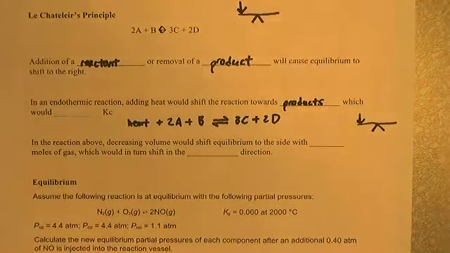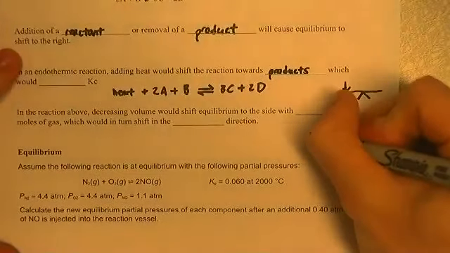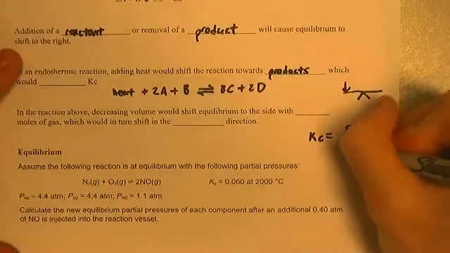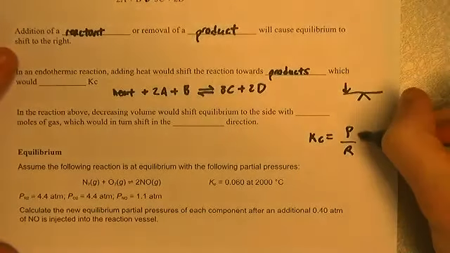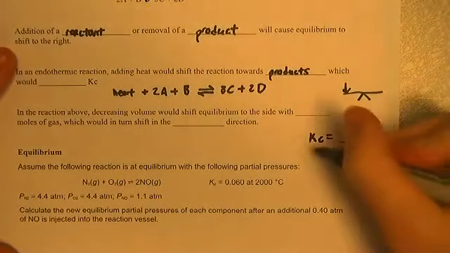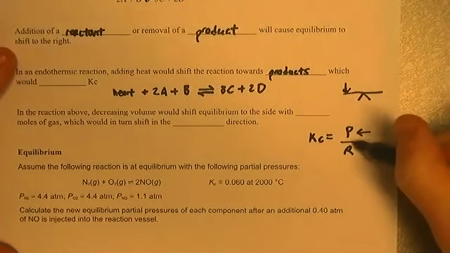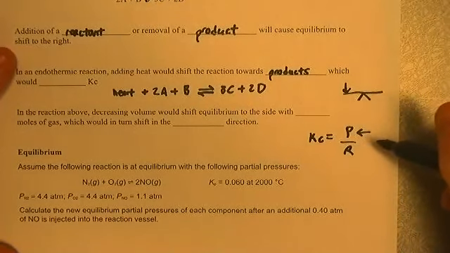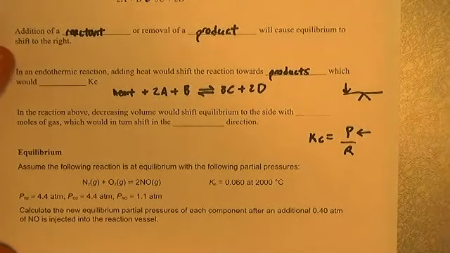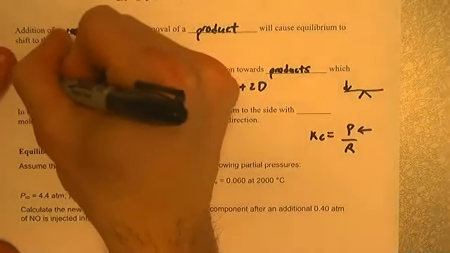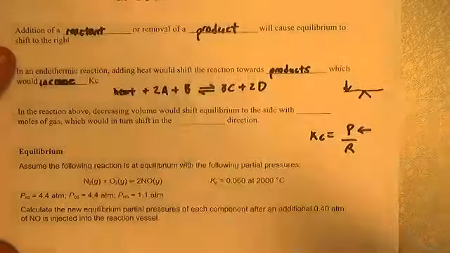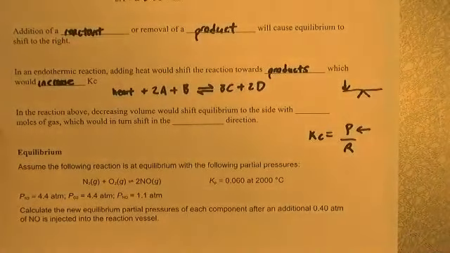If I add more products, what does that do to Kc? Well, let's think. Kc is what over what? Kc is products over reactants, right? Kc is equal to products over reactants. If I add more products, what's going to happen to Kc? If this number becomes bigger, if it was originally 1 over 1, and now it's 100 over 1, what happened to Kc? It got larger. So Kc would increase. That's a very good problem to think about.